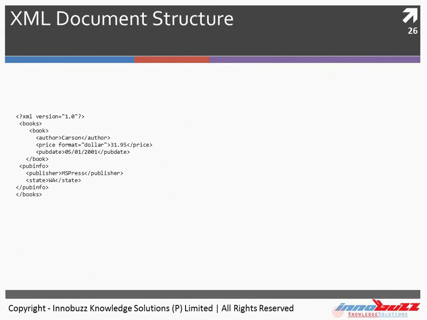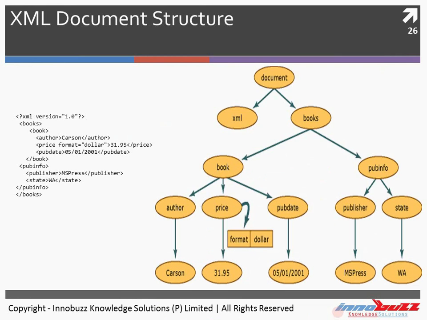Consider a simple example where the XML is defining book details. You have a books tag within which you have one book containing the author, the price of the book, and the publishing date of that book. It also has one more element within books, that is publisher info, which can have child elements like publisher and the state of the publisher. So this is the typical XML which can have a declaration, which we have seen, the syntax, and this is the body content.